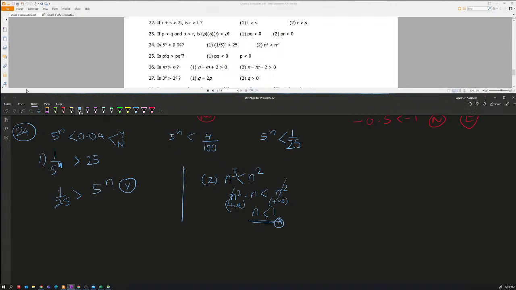n is less than 1 doesn't prove anything. n could be equal to 0, and in that case 5 power 0 is less than 1 by 25, which will become 1 is less than 1 by 25, and this is a no answer.